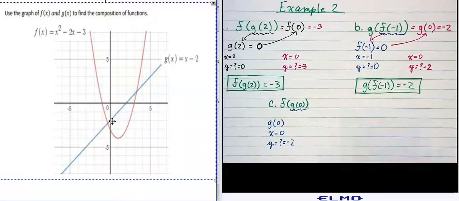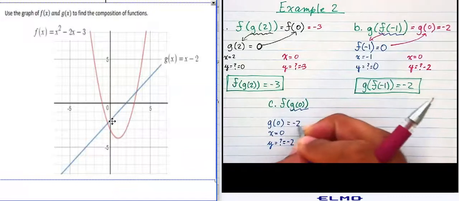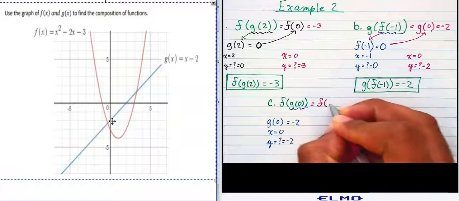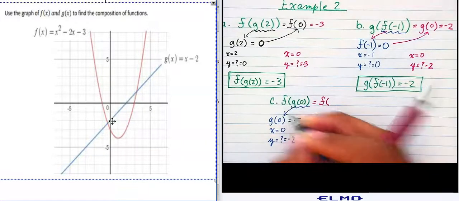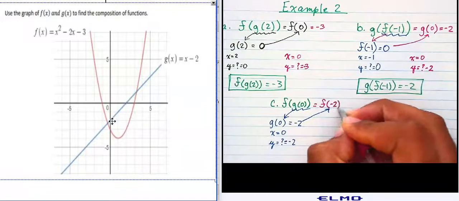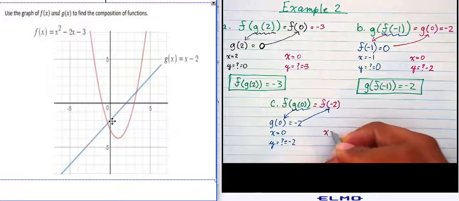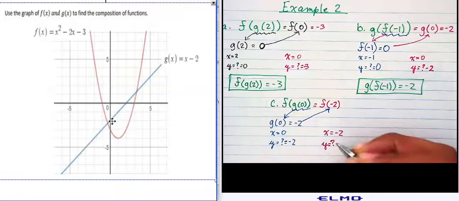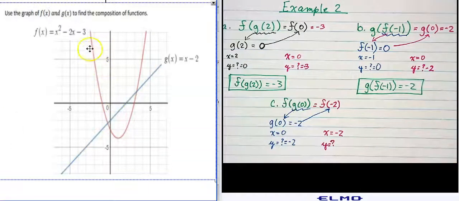Okay, so again, with this portion, we know g of 0 equals -2, so we're putting -2 in that spot. And so again, when x equals -2, what is your y value? And this time it's for the f of x function. So the f of x function is this one right here. So when x equals -2, so 1, 2, your y value is right there at 5.